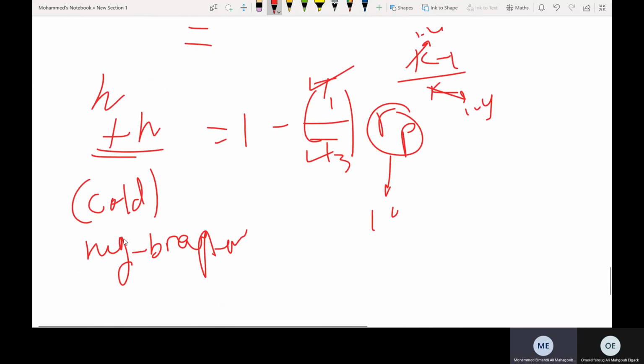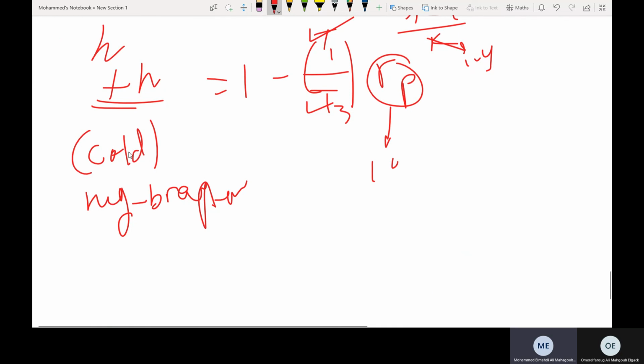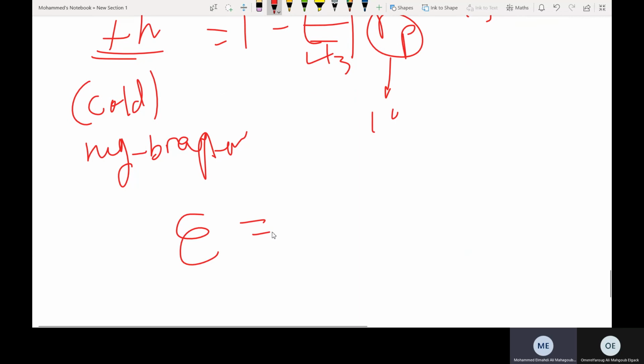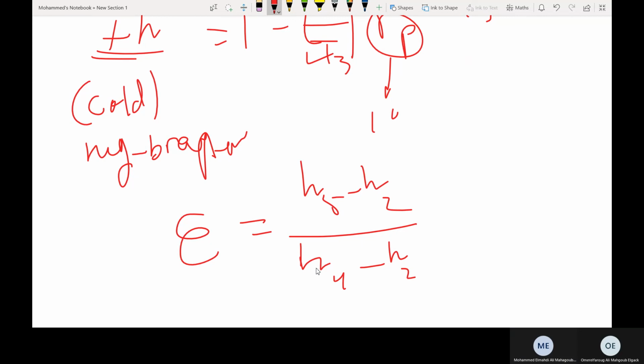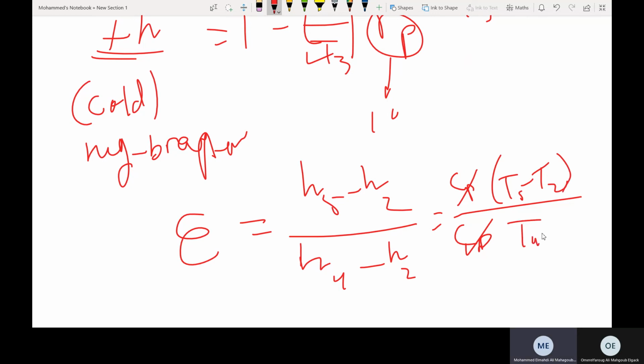Not only for the cold air Brayton, but also for the cold air Otto, the cold air diesel, and the cold air dual. I gave it to you in the last tutorial, with a detailed solved problem. If you want to calculate the regenerator efficiency, it is defined as H5 minus H2 over H4 minus H2. Because this is a cold air cycle, you can cancel the H's, writing CP over CP, and cancel both CPs. So it is T5 minus T2 over T4 minus T2.